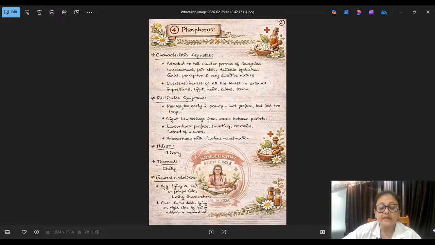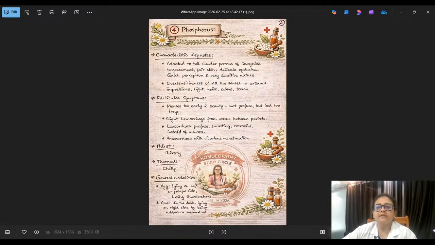See, this is very important. It is too early and scanty. It is early, scanty, not profuse, but it goes on for a very long time. For example, only one pad a day for 10 days. That is also menorrhagia, you know. It is early, it comes at 21, 22 days, and it is scanty. Every day it is little, but it lasts too long, 10 days, 12 days, 8 days. That is phosphorus. Slight hemorrhage from the uterus between periods, like ovulation in between the periods, like one week after the menses stops, again there is spotting.